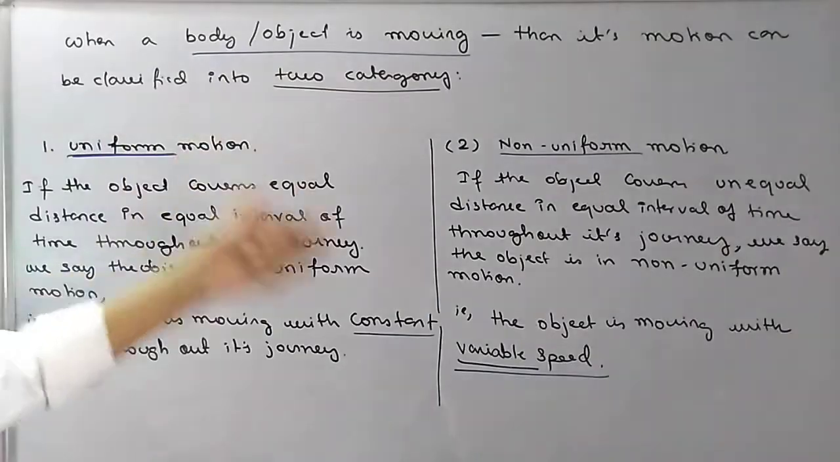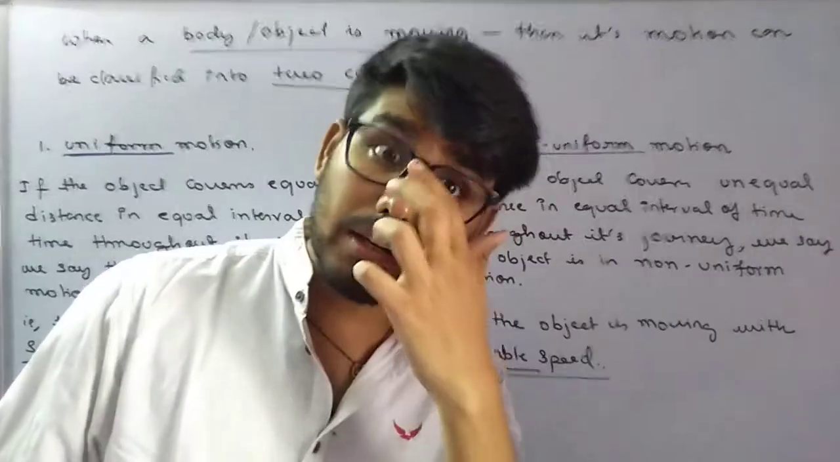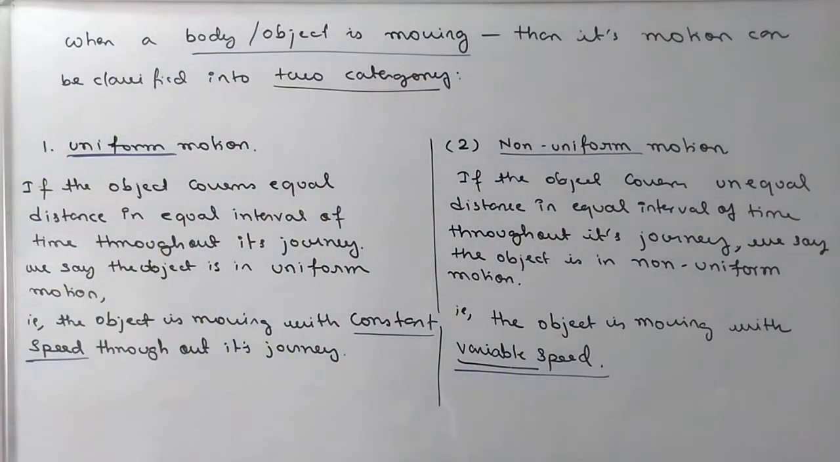Uniform motion means it covers equal distance in equal interval of time. Non-uniform motion means it covers unequal distance in unequal interval of time. I hope it's clear. Now we'll try to understand this very clearly.